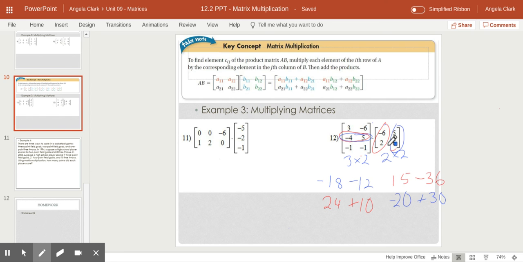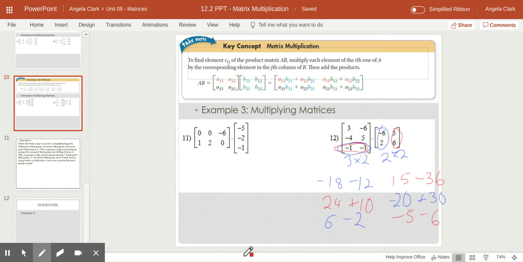And then I'm going to go down to the third row. So we have third row, first column. So negative 1 times negative 6 is positive 6, plus negative 1 times positive 2 is negative 2. Then we have third row, second column. So we have negative 1 times 5 is negative 5, plus negative 1 times 6 is negative 6. So that's all of my elements.